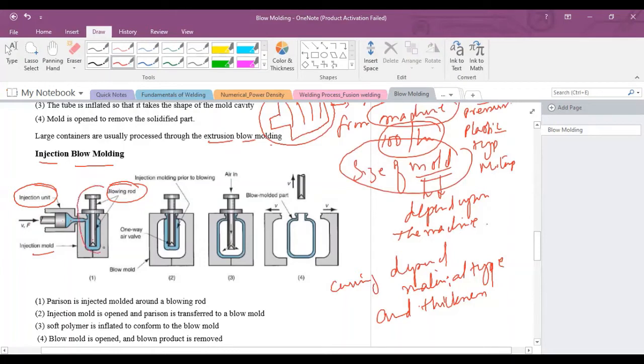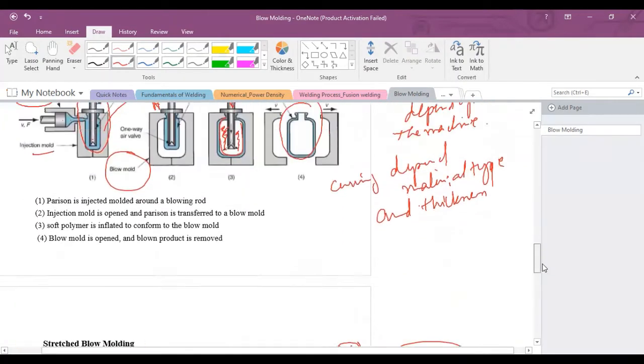Then this parison along with the blowing rod is transferred into the blow mold. In the third step, air will flow through the blow rod into the parison and expand the parison to the wall of the mold cavity. This is the hollow part. This bottle or container is hollow inside. In the fourth step, the air is released and the mold is opened by removing the blowing rod, and the part is taken out of the mold.